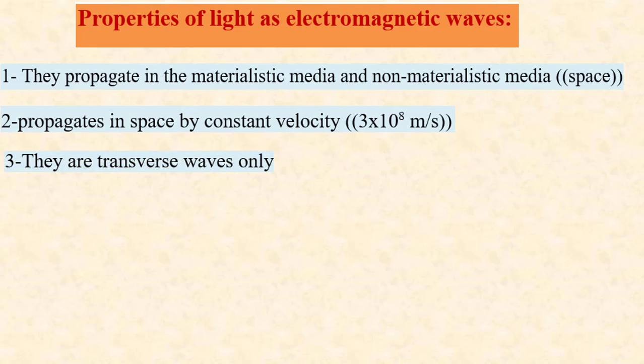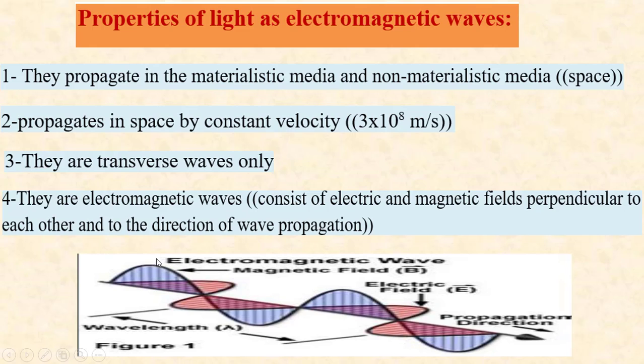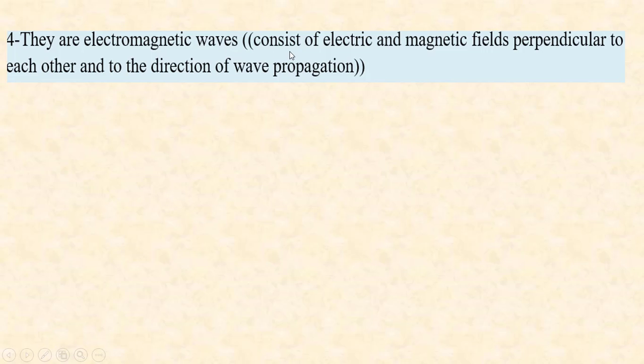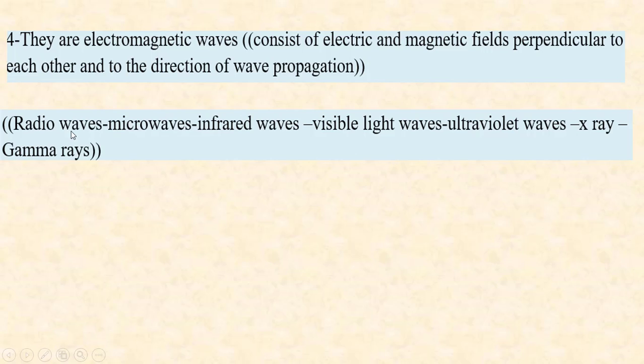Number 3, as you know from the previous lesson, they are transverse waves only. Number 4, they are electromagnetic waves, which means they consist of two fields, electric and magnetic, perpendicular or normal to each other, as in this picture. Number 5, electromagnetic waves consisting of electric and magnetic fields perpendicular to each other include radio wave, microwave, infrared, visible light, ultraviolet, X-ray, and gamma ray.